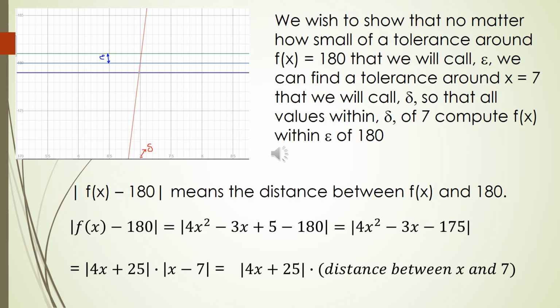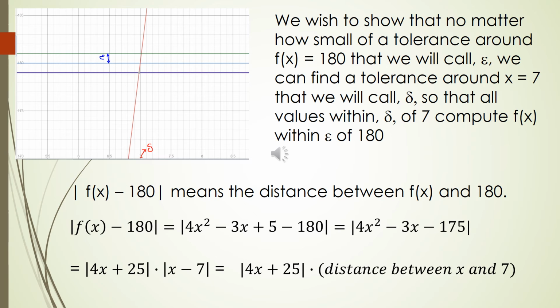Remember, absolute value means distance. So for example, the absolute value of 5 means the distance of 5 from 0. So when we write the absolute value of f of x minus 180, we mean the distance between f of x and 180. So that distance in this case will be the absolute value of 4x squared minus 3x plus 5, because that's our function, minus 180. If you clean that up, you get the absolute value of 4x squared minus 3x minus 175.